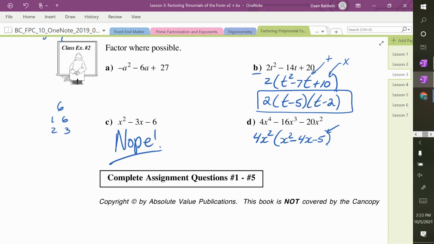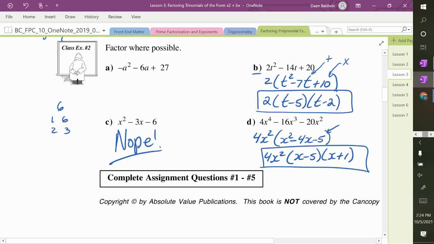1 and 5, and 1 would be positive, and 5 would be negative. So the 4x squared just hangs out. x minus 5, x plus 1. Okay, we got to do the first one, A.